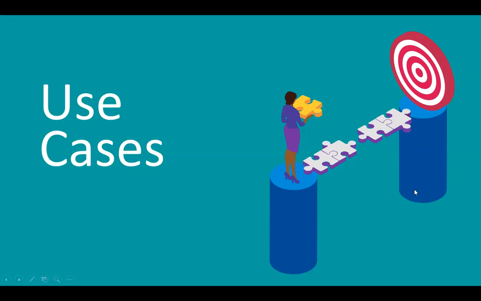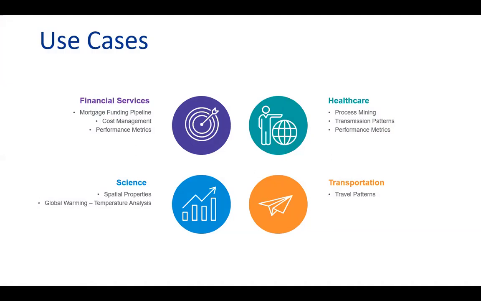And so some key areas in which data visualizations like this are being used are the financial services industry, the sciences, transportation, and healthcare. In the financial services industry, they're primarily used to give you a broad overview of your business pipelines, and a prime example of this is a mortgage funding pipeline.